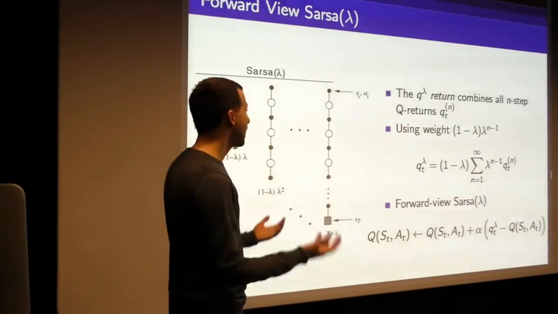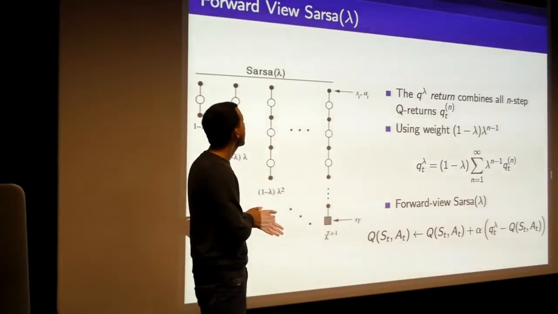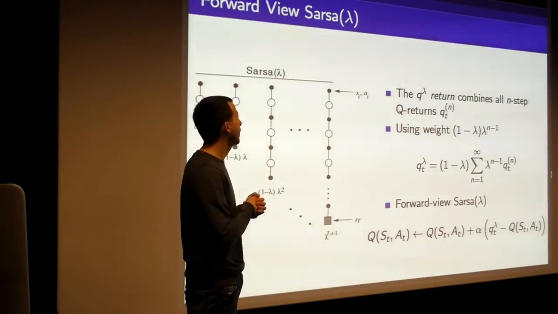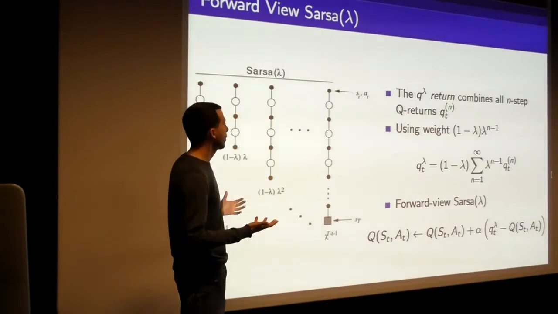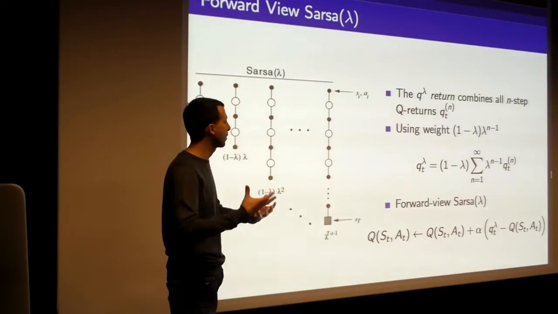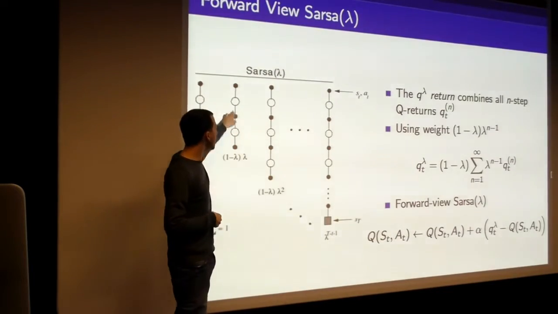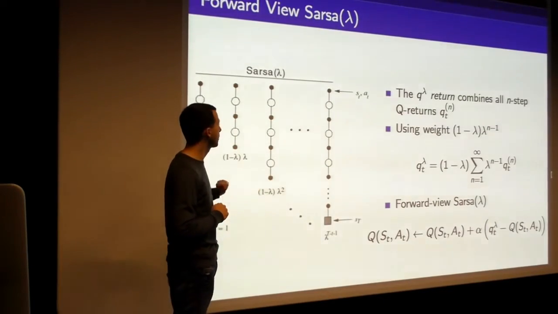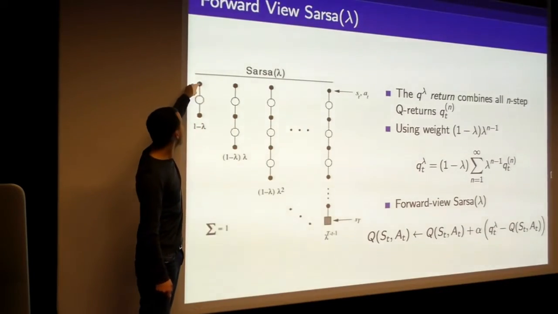So, let's make a lambda version of this algorithm. This algorithm is called SARSA lambda, a very well-known algorithm. What we're going to do is first consider just the update, before we talk about the full algorithm. The idea is that we're going to average over all of our n-step returns. So we're going to consider starting in this state action pair.